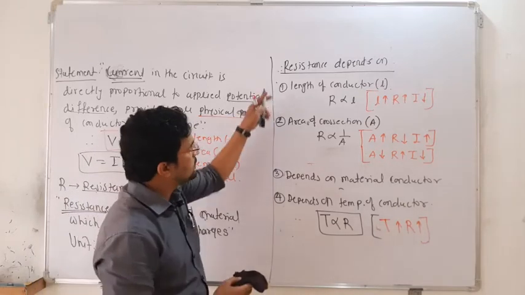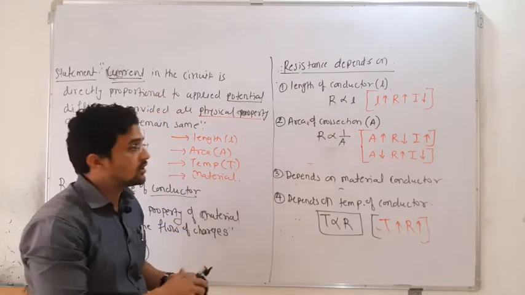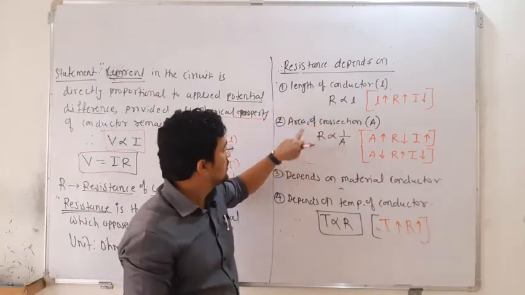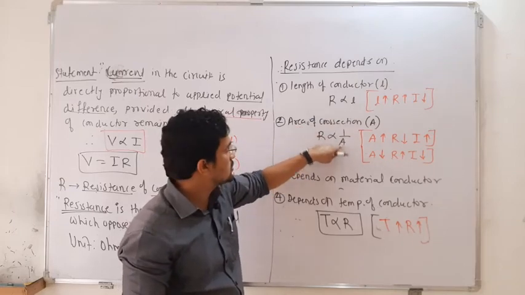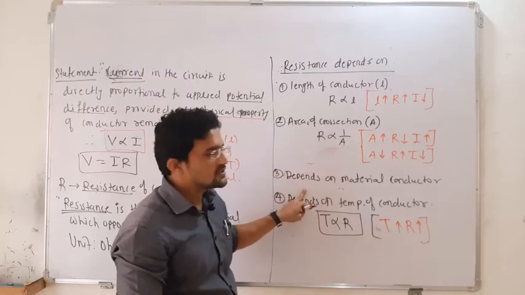So on these parameters the resistance of the wire depends. Remember, resistance depends on the length: change the length, resistance changes. Area is inversely proportional, length is directly proportional. And depending on the material: change the material, resistance changes.